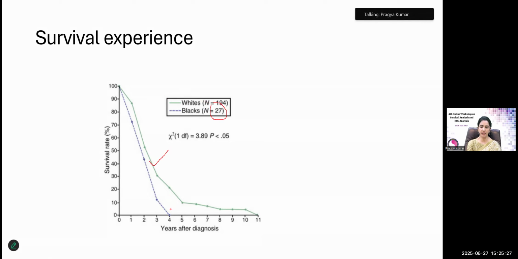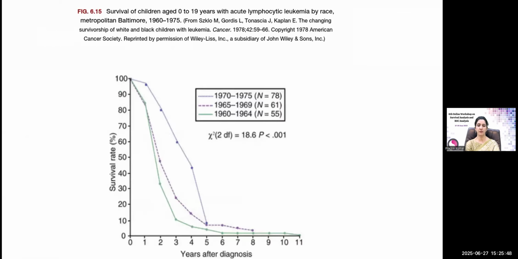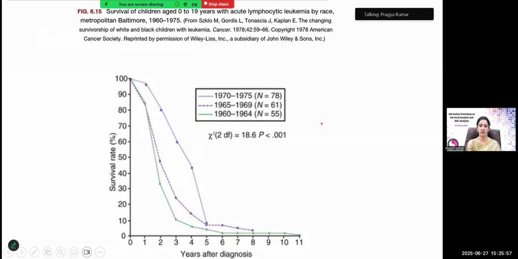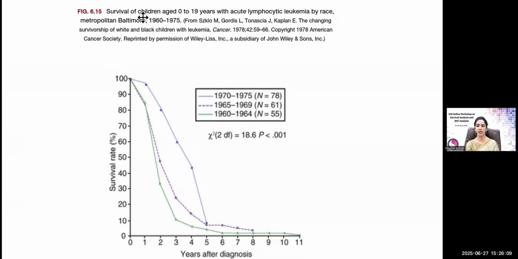If you see, by the end of the 4th year, no one survived in the case of black children. Whereas for white children, the survival extended up to 10 years. So that was the difference in survival experience. Since it was a long period, they followed these children starting from 1960 to 1975. So the follow-up period was 15 years, which was a long period.